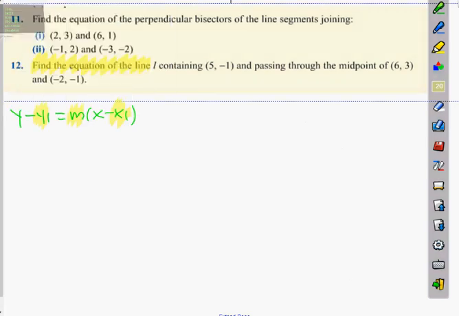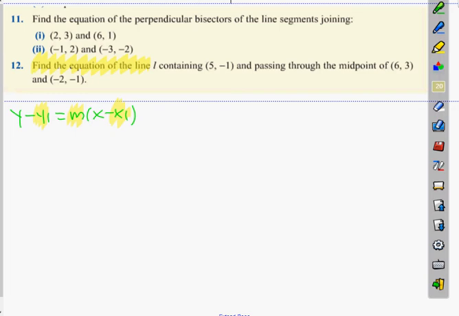Yes, follow the instructions. Find the equation of a line. Write down the equation of a line formula directly out of your notes. It's worth 10 marks on the board. Make a list. I need to know my x1 and y1 value. I need to know my slope.